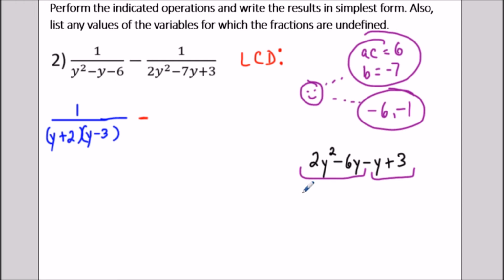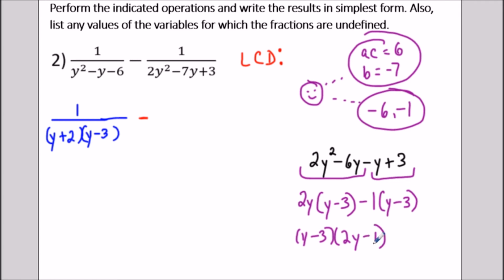So the GCF of the first part is 2y, and we have a leftover of y minus 3. And then the goal is to create a matching factor of y minus 3. So here we could take out a negative 1, and we're left with y minus 3. Because if we distribute that negative 1, it brings us right back to negative y plus 3. So then the factored form is y minus 3 times 2y minus 1.